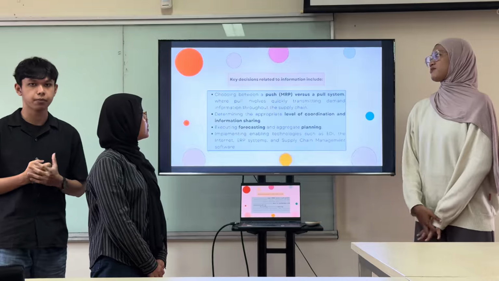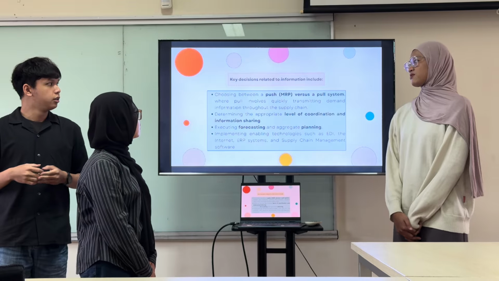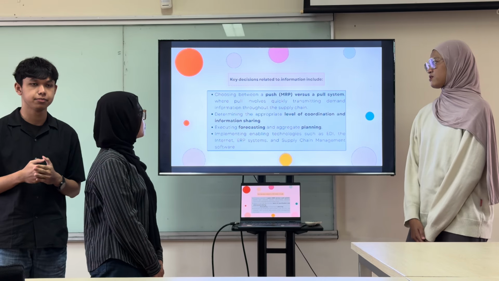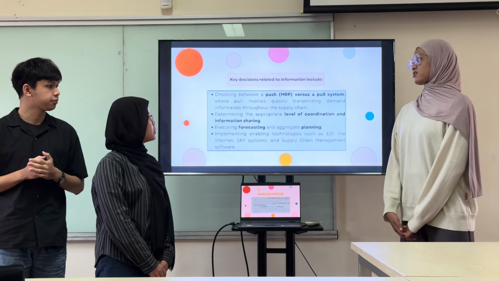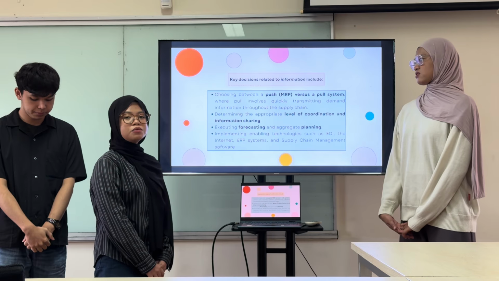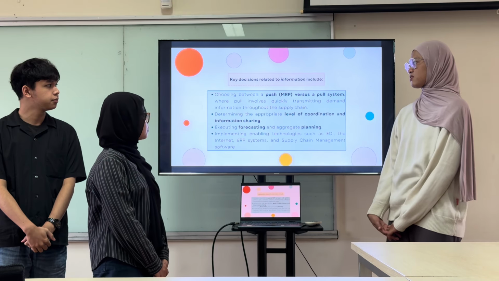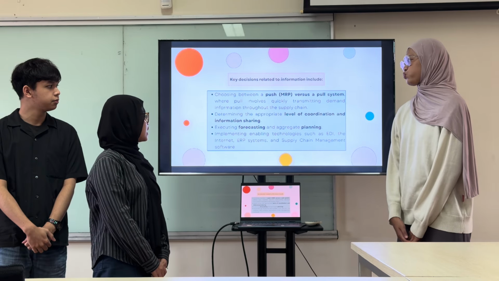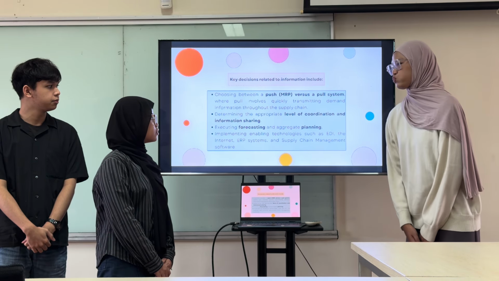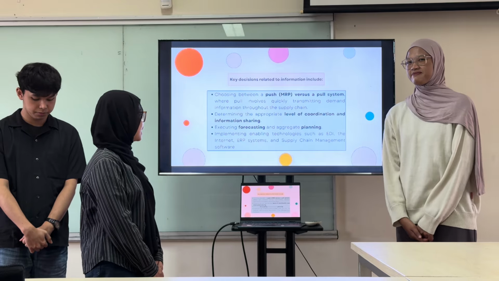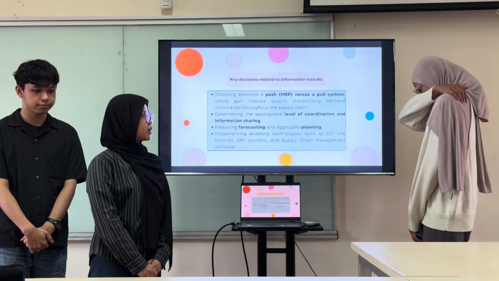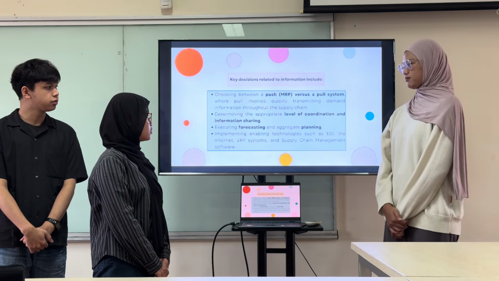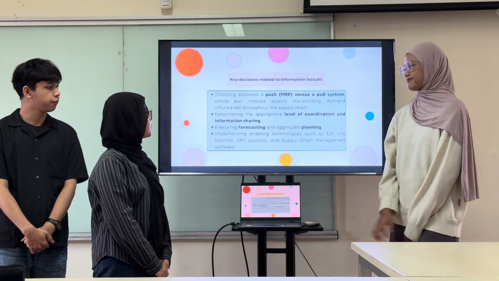And for the key decision related to information, it includes, first one, choosing between a push MRP versus a pull system, where pull involves quickly transmitting demand information throughout the supply chain. And the second one is determining the appropriate level of coordination and information sharing, and also executing forecasting and aggregate planning. And also implementing enabling technologies such as EDI, the Internet, ERP system, and also supply chain management software.